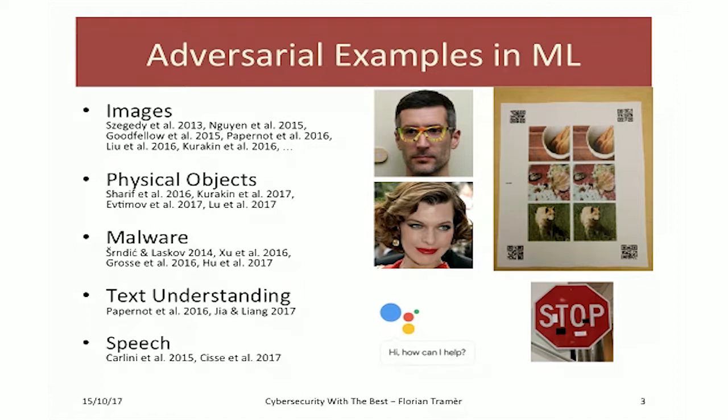And then more recently, there's also been some very nice work showing that you can fool text understanding systems. You can fool speech recognizers such as Google Voice using these similar techniques of just producing examples that a machine learning model will classify completely differently than a human would. And this seems to be a problem for secure deployment of these machine learning models in practice.